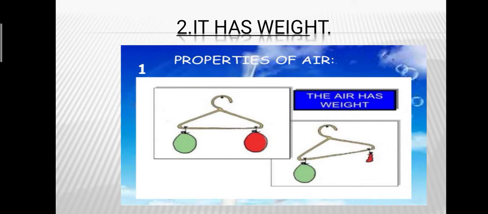Next, it has weight. We have earlier explained this experiment with the two balloons, each of which will be blown with air, and we will tie them with a hanger, and we will observe they will be at the same level. But as you pinch one of the balloons, you will observe the hanger will tilt one side down and one side up. This is because the air has weight, and the balloon with the air is heavier than the balloon without the air.